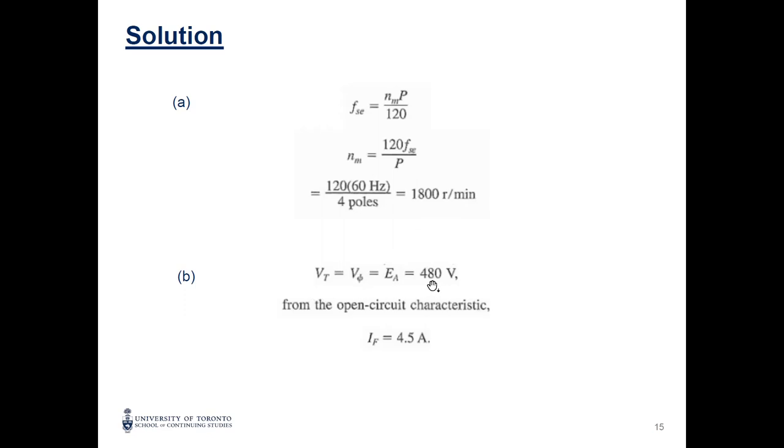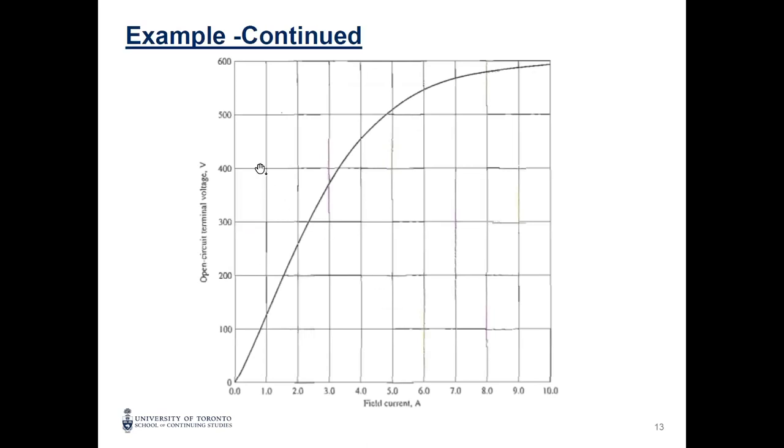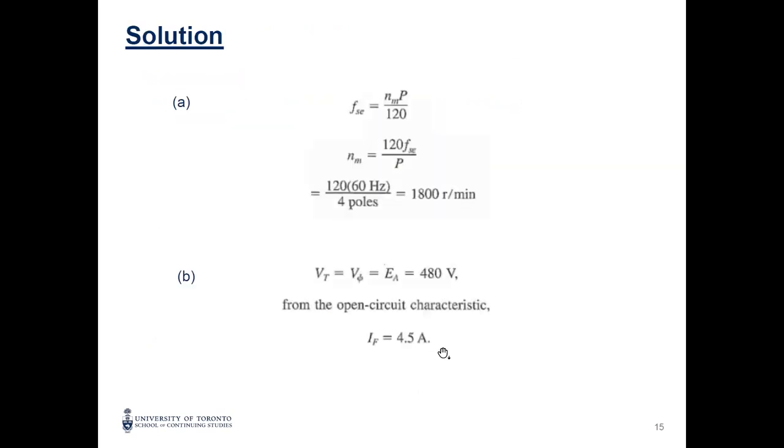The voltage, they said 480. They went to the open circuit. As you can see, 480. They said it's almost 4.5 for the field current. Okay, if you said 4.6 or 4.4, that's okay, as long as it's close.